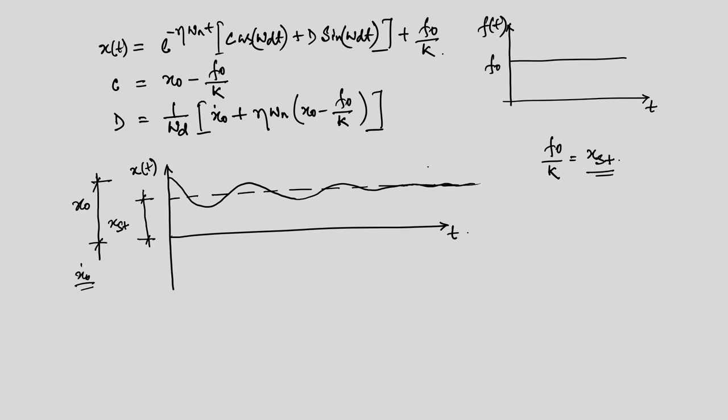After a certain time, this part of the response is called the steady state response, and the response before that is called the transient response. So, initially the transient response dominates, but because of the damping, the system gradually loses that energy and ultimately it reaches the steady state. So, that is the nature when we have a constant forcing function.